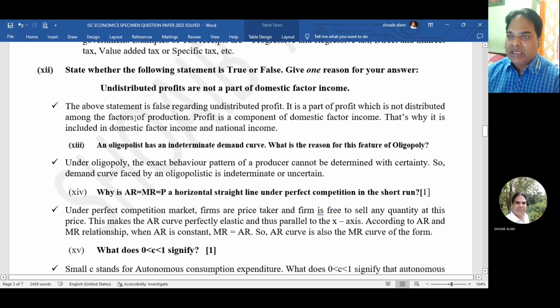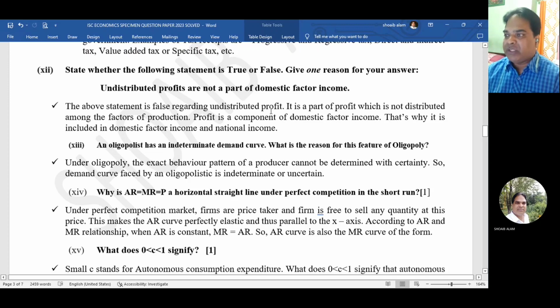Now number 12. State whether the following statement is true or false. Give one reason for your answer. Undistributed profits are not a part of domestic factor income. You have to give a reason. So the above statement is false regarding undistributed profit.